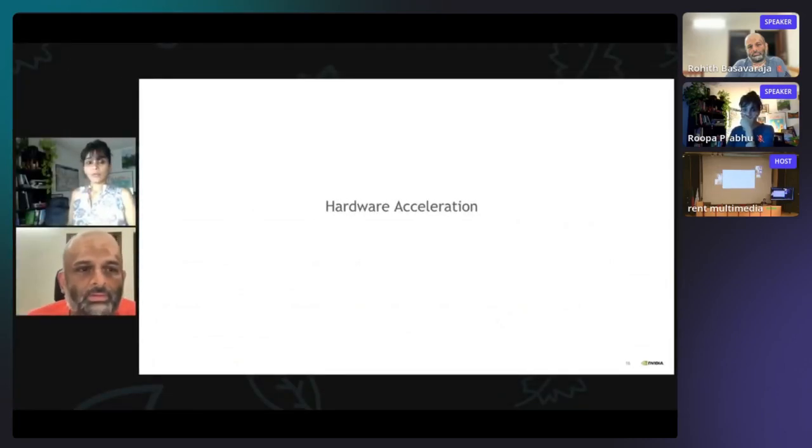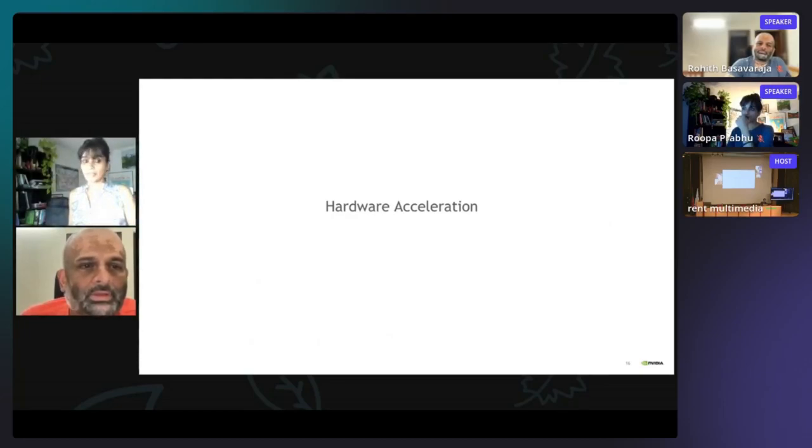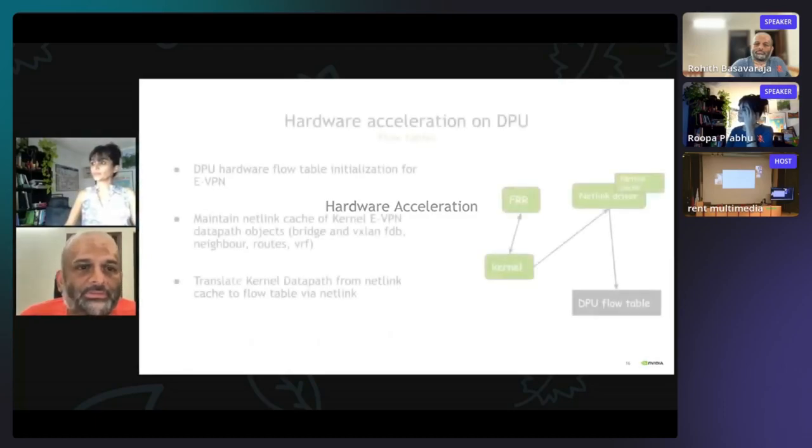And now let me hand over to my colleague Rohith, who's going to talk about the hardware acceleration pieces. Rohith, I'm going to help move the slides. Sure, thanks Roopa. In this part of the presentation, I will cover the hardware acceleration.